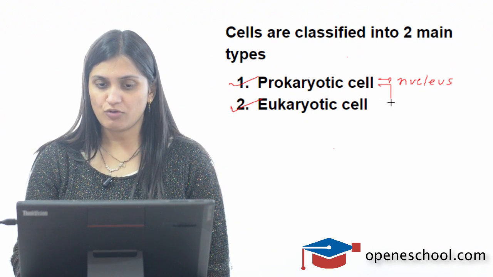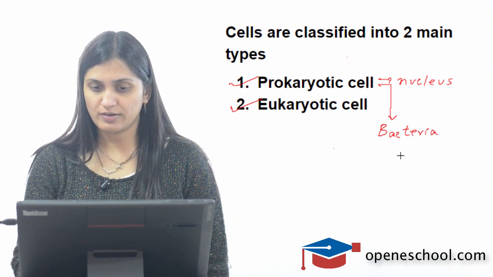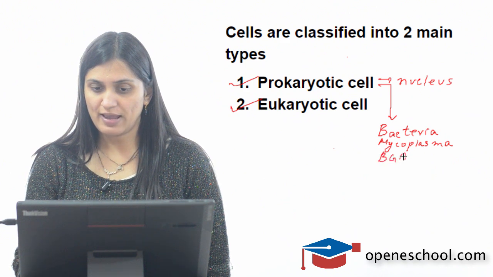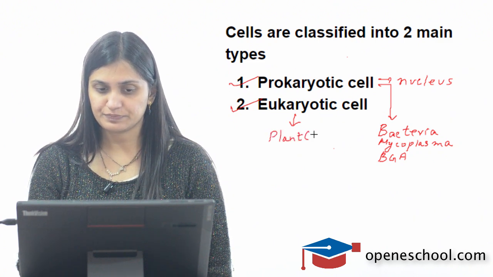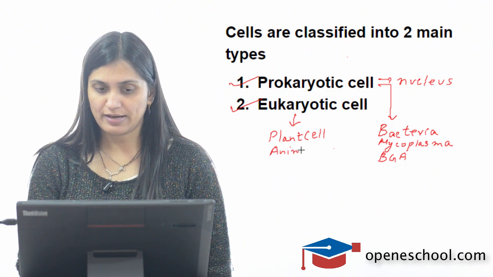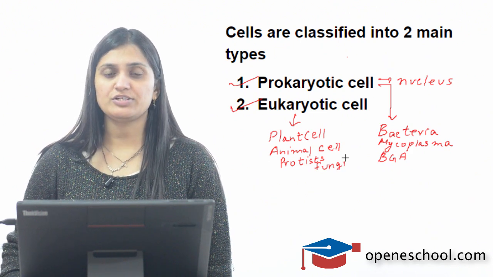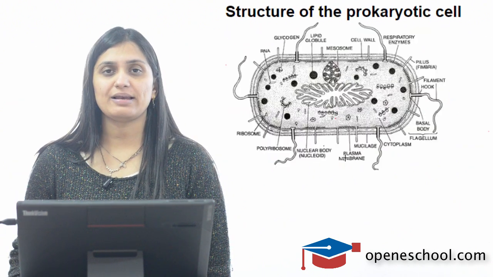Now, some of the examples of prokaryotic cells are bacteria, the second one is mycoplasma, then we have blue-green algae. In case of eukaryotic cell, some of the examples are plant cells, then we have animal cell, then protists and fungi. Now, in this video, we will focus on the structure of the prokaryotic cell and we will take the bacterial cell as an example.